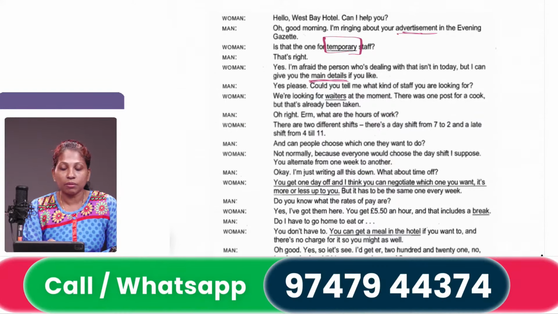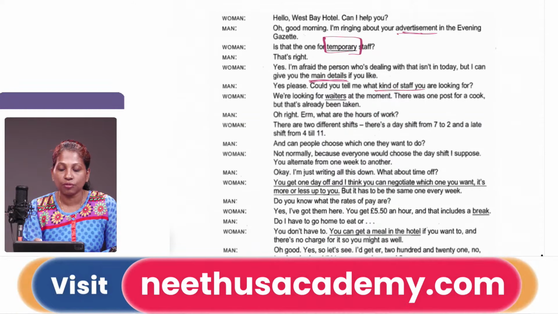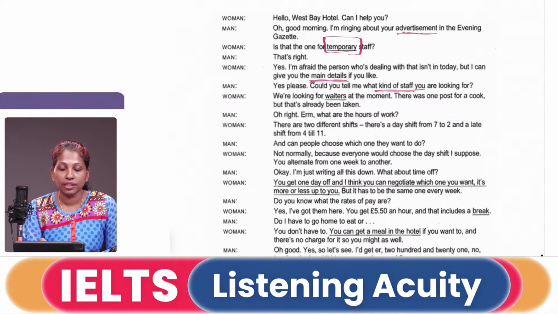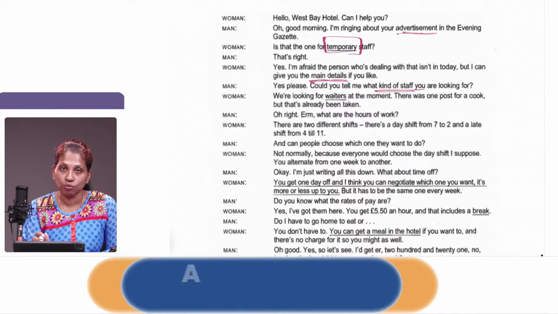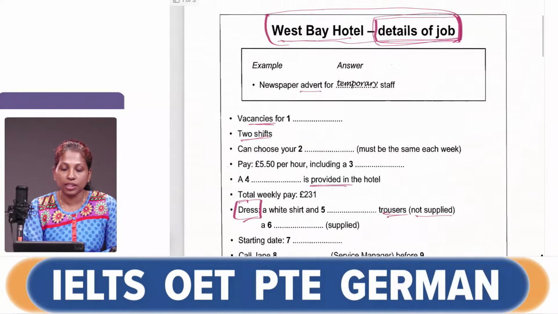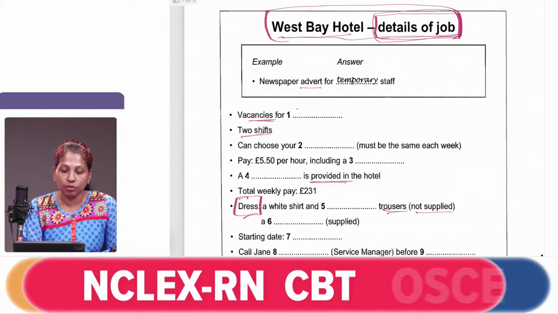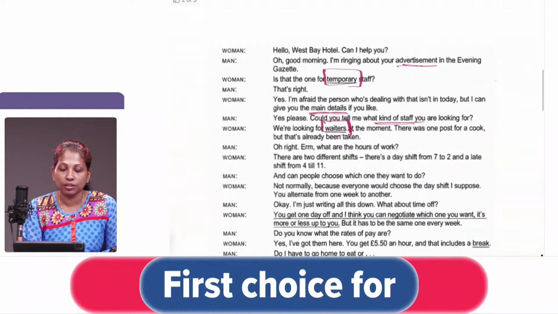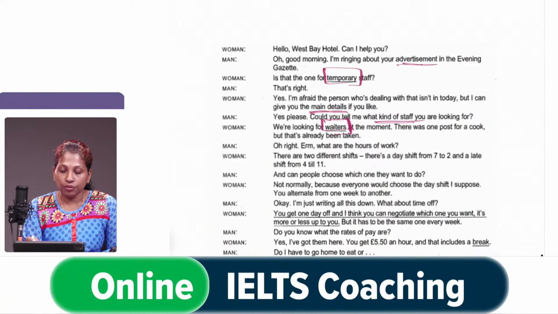Yes, please. The man says, could you tell me what kind of staff you're looking for? It's a temporary staff, but what is the job profile like? What is the job posting for? Woman: We are looking for waiters at the moment. So the woman says that the job posting is for waiters. So that is the answer for your first blank, which says vacancies for what? It is for waiters, right? That is what is mentioned here. At the moment.